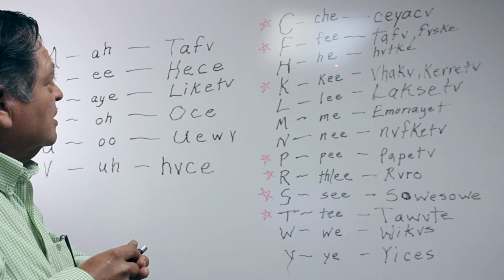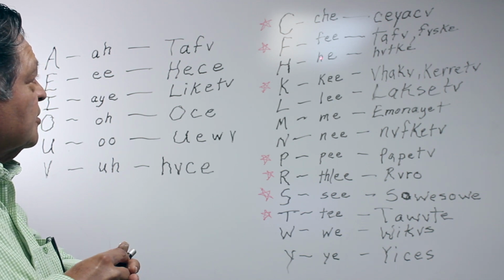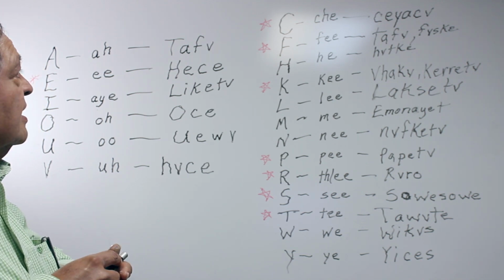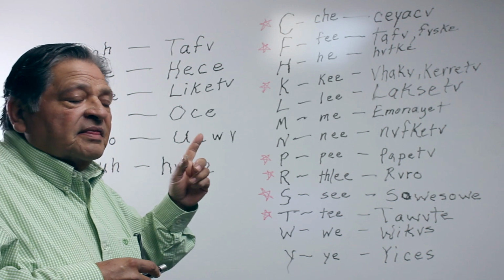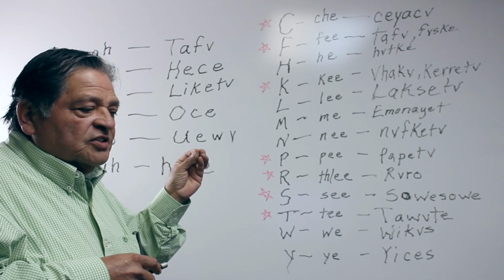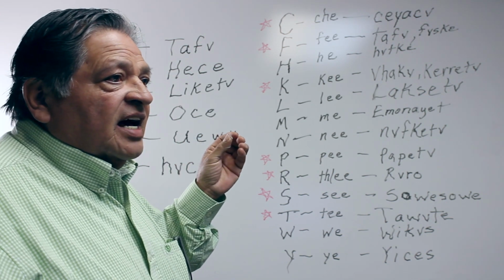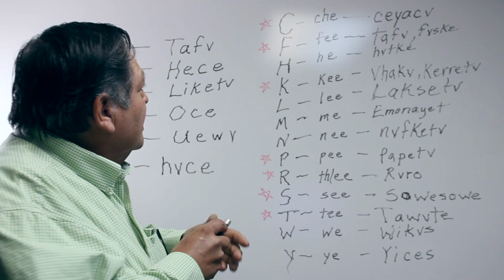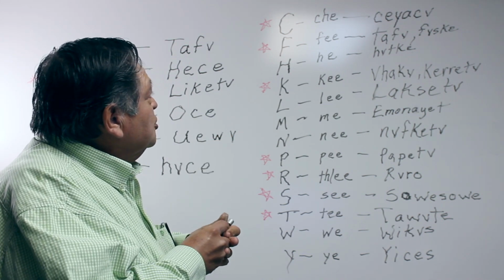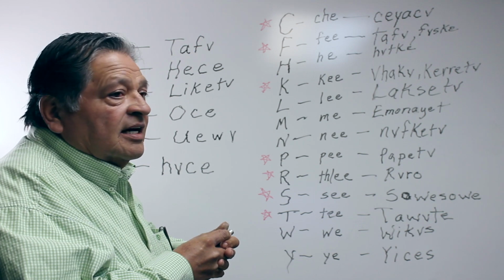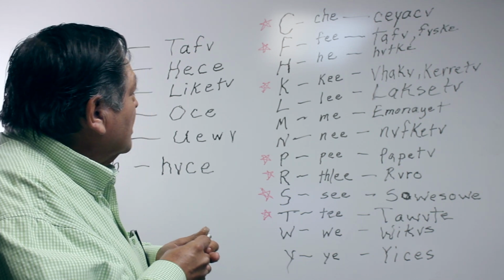The third character is he. Now, that character only makes one sound, and that's that soft H sound. Huh. He, and it's used right here in this word, hutki, meaning white.